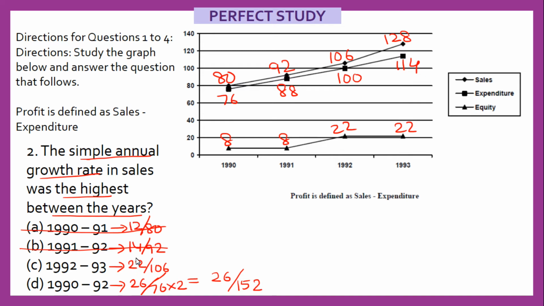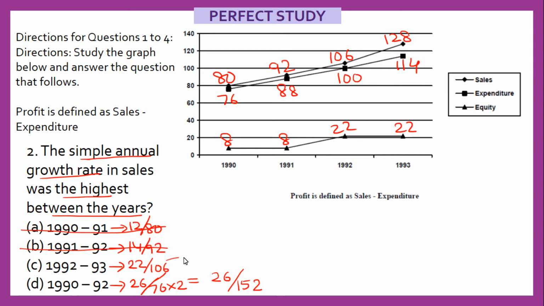Now see the numerator. The numerator is increasing from 22 to 26. That is an increase of 4. That's around, say, 20%. Okay, not even 20, less than 20. The denominator 106 increases to 152. That's a huge jump actually, and that difference is 46. So that is around 30 to 40%.